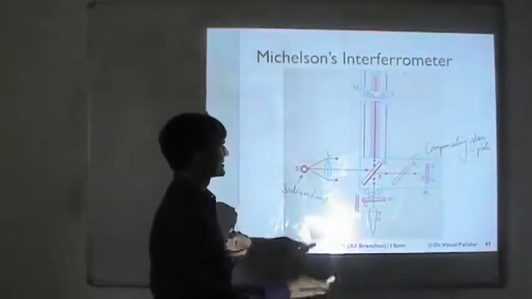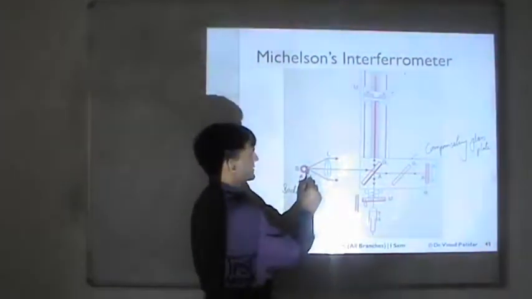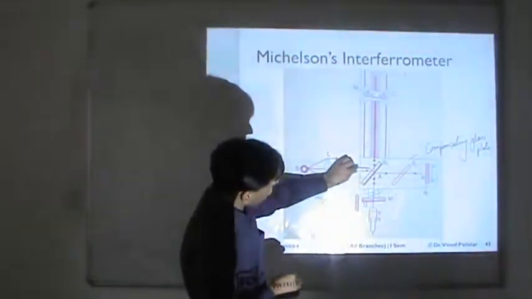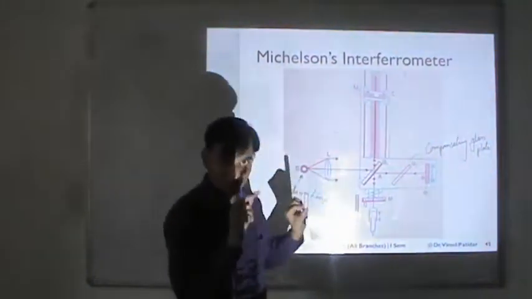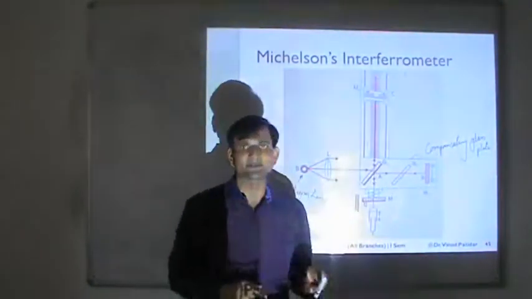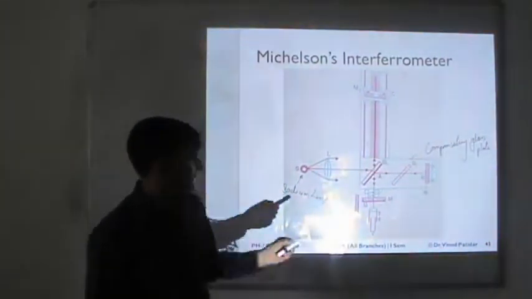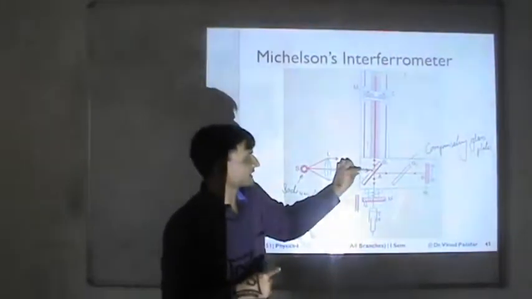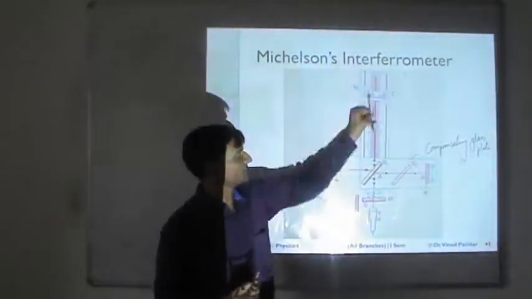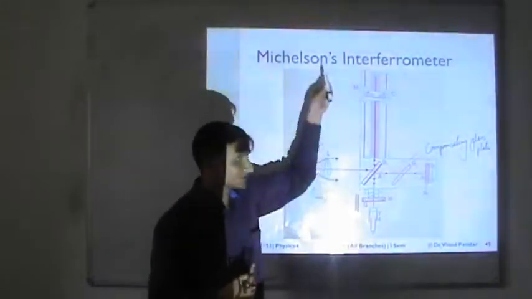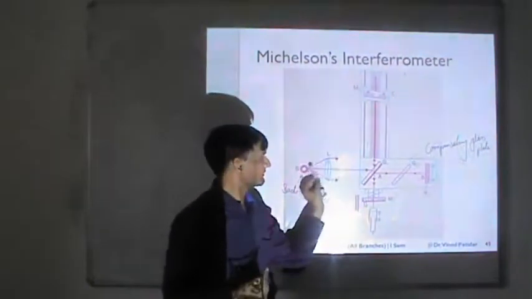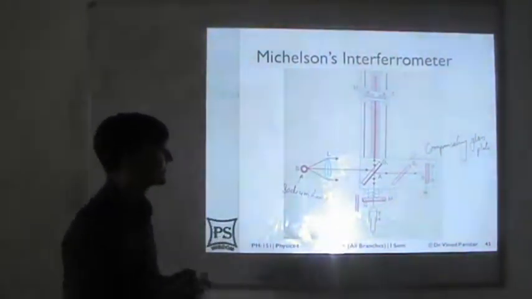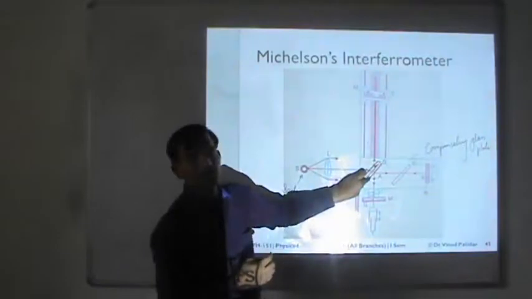Now to understand, we start from this, the light. This is your incident ray. When it strikes the glass plate G1, remember one more point: these glass plates are kept at a 45 degree angle. If there is a reflection, it will have a 45 degree angle of reflection, and finally this ray and this ray are perpendicular. Both the rays are perpendicular. That is the reason that we keep it at 45 degrees.